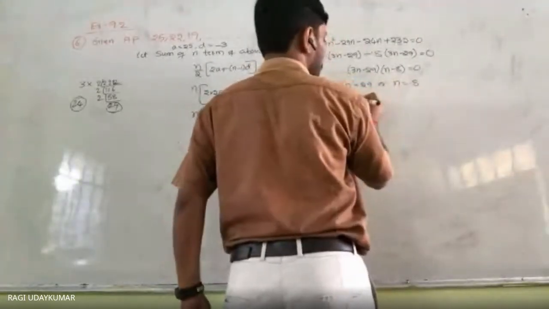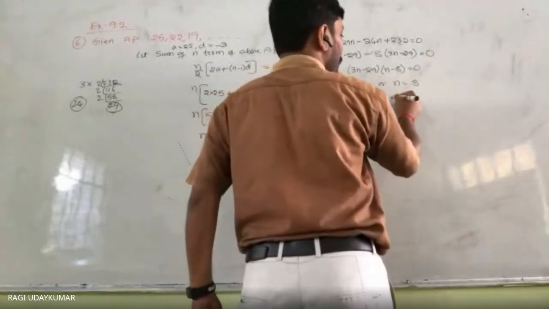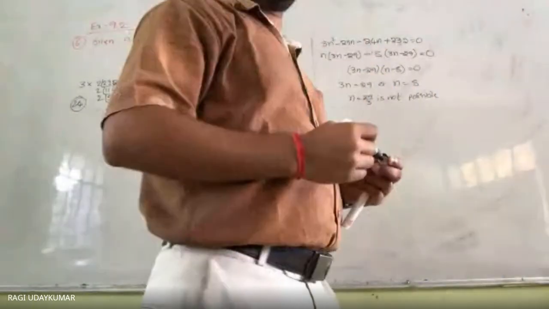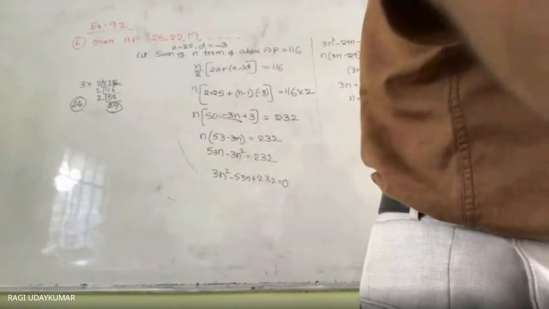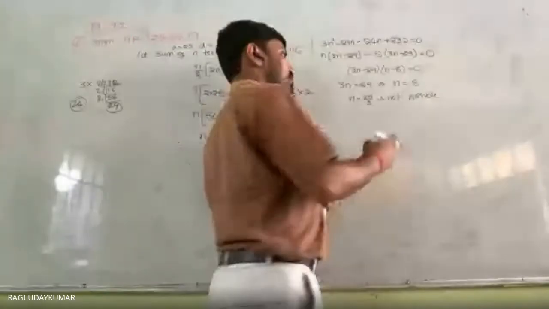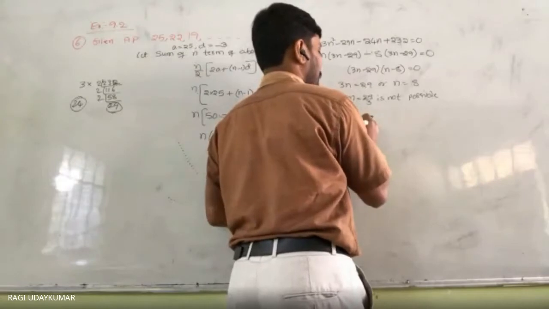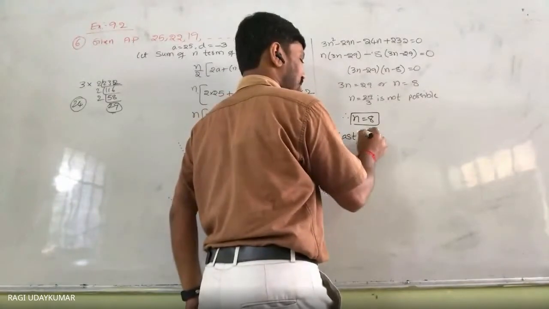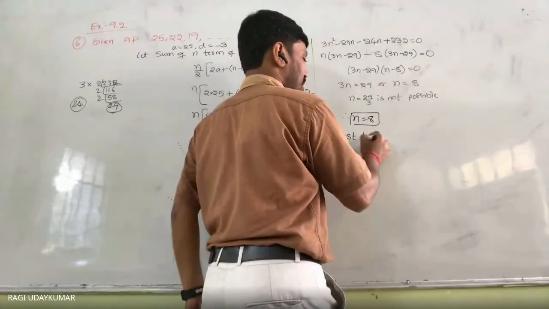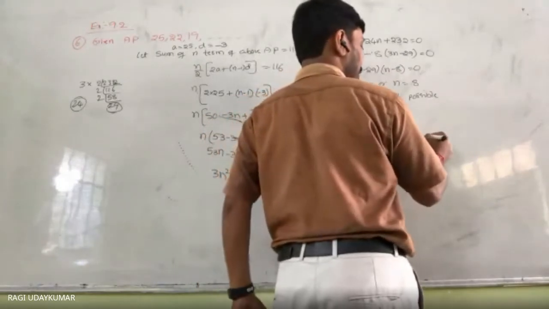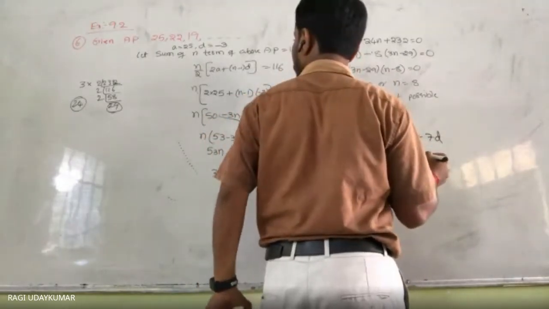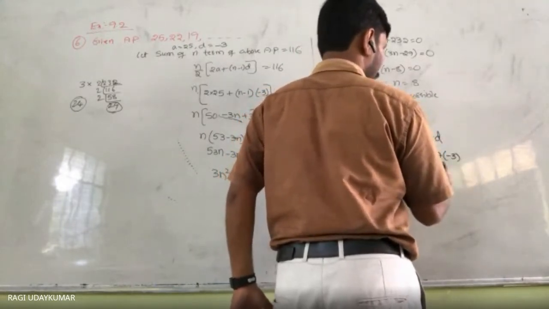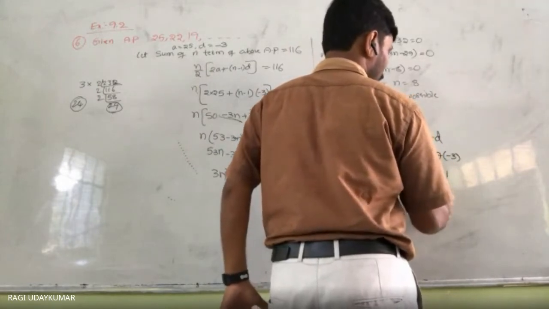n is equal to 29 by 3 is not possible, because it is the number of terms, and the number of terms cannot be a fraction. So therefore n is equal to 8 terms. Therefore, it is asking you to find the last term. The last term, A8, is equal to a plus 7d, which is 25 plus 7 into minus 3. So 25 minus 21, which is equal to 4.